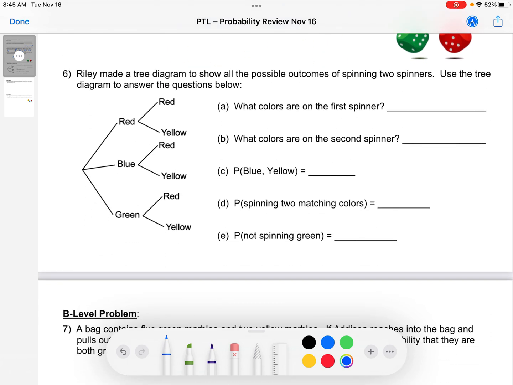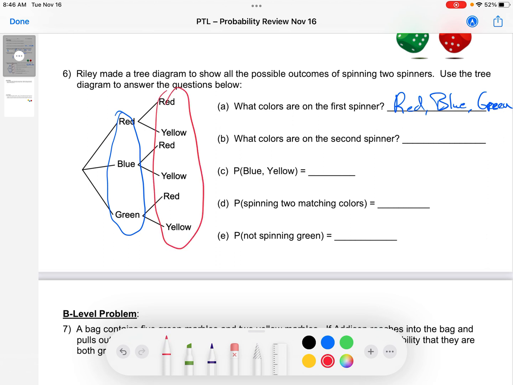Riley made a tree diagram to show all the possible outcomes of spinning 2 spinners. Use the tree diagram to answer the questions below. What colors are on the first spinner? Well, the first spinner is that right there, so red, blue, and green. And let's look at the green. What colors are on the second spinner? Well, that's going to be now our second group, right? Looks like we have just red and yellow.